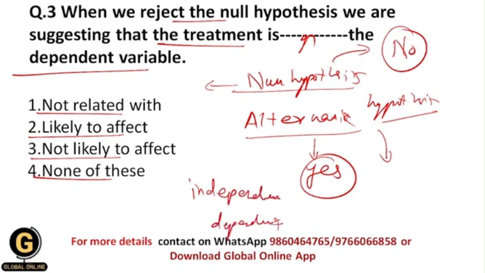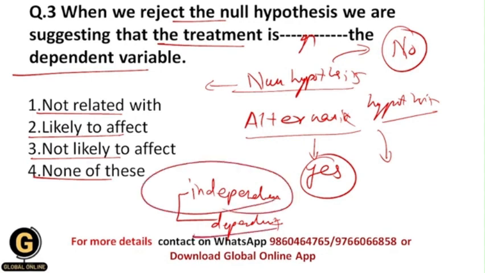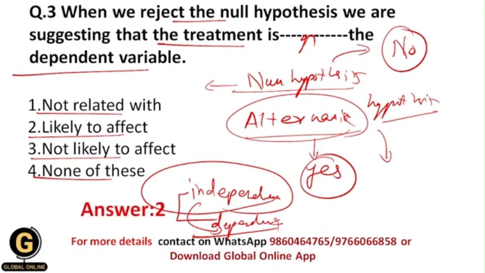Whenever there is a relationship between these variables, then obviously the independent variable is the cause variable, so it causes some effects in the dependent variable. So whenever we alter the values of the independent variable, then obviously it will affect the values of the dependent variable. And that's why whenever we reject the null hypothesis, then obviously we are going to accept the alternative hypothesis, and that's why it suggests that the treatment is affecting the dependent variable, and that's why your correct answer should be 2, that is, likely to affect the dependent variable.